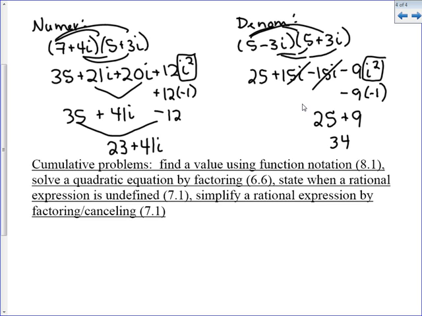The practice test includes the cumulative problems. It includes examples of those. That will be up on Blackboard later today. If you have any questions, let me know.